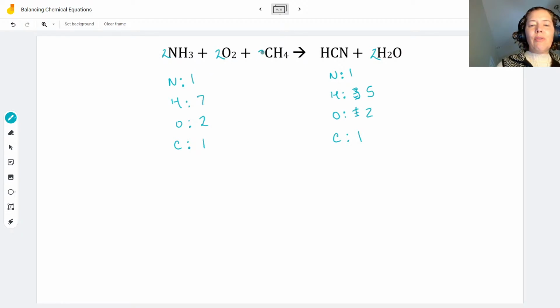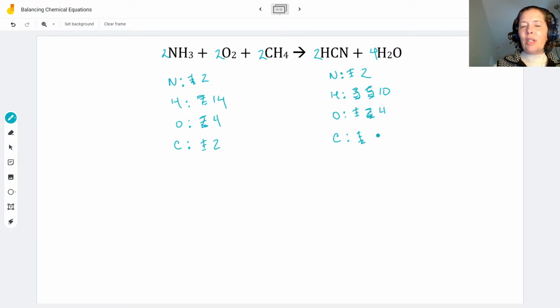So let's go ahead and start by multiplying everything through by 2. So I'm going to put a 2 in front of all of these, and this now becomes a 4. Because why not, right? Okay, so nitrogen is now 2. Hydrogen is, oh no, sorry, this is 6 plus 8. That's 14. Oxygen is 4. Carbon is 2. Okay, so nitrogen, this is also 2. Hydrogen is now 2 plus 8, which is 10. Oxygen is 4. And carbon is 2.